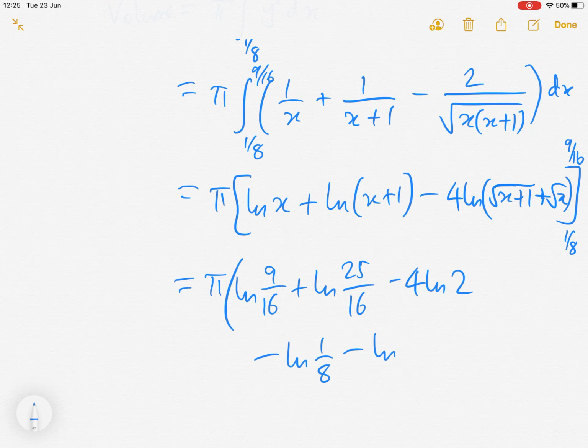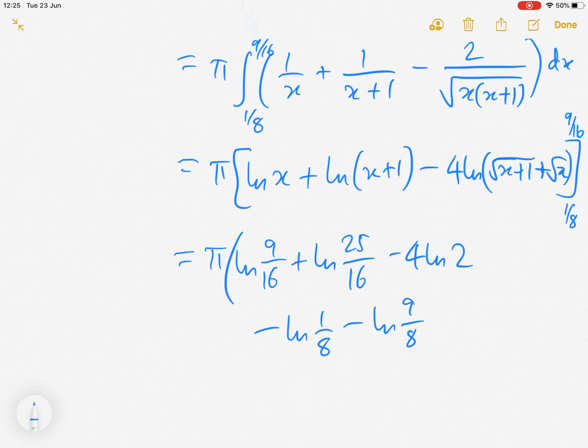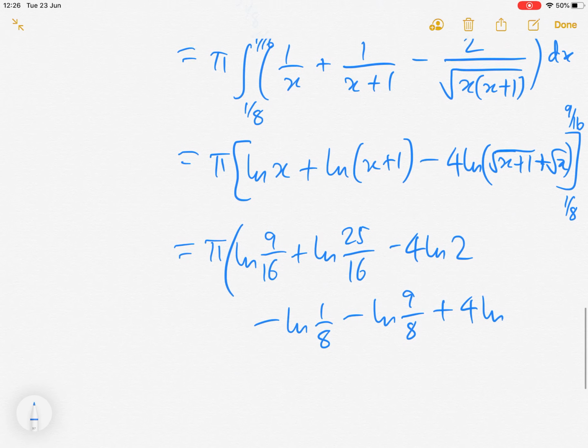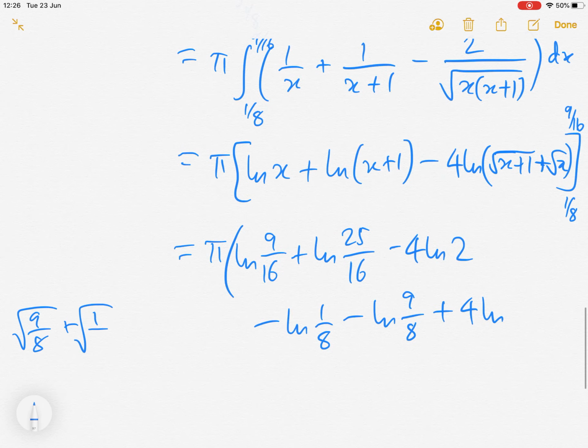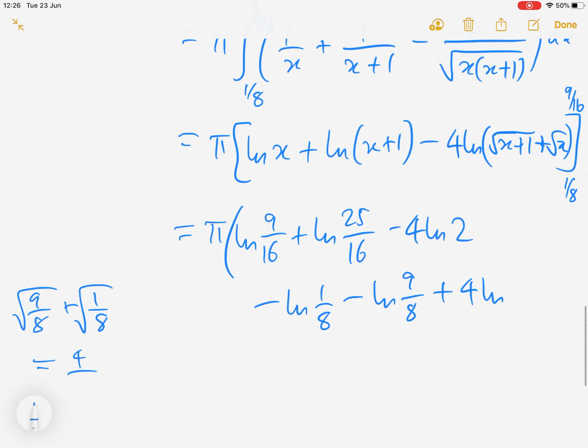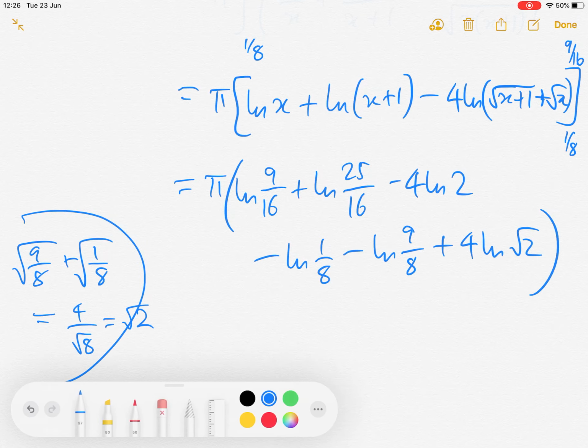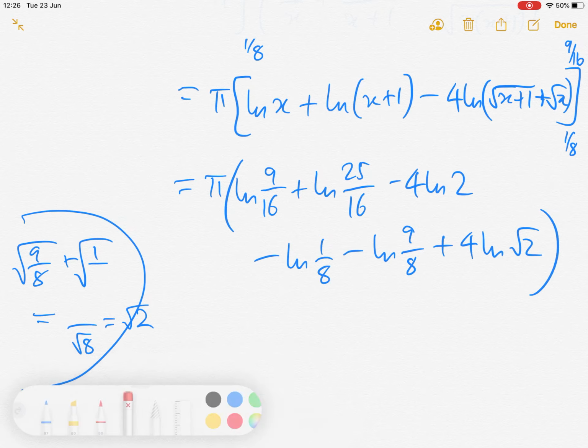of 1/8 minus log of 9/8 plus 4 log of, let's see, root 9/8 plus root 1/8. I think that's, so that's just 4 over root 8, isn't it, which is root 2. So this is 4 log root 2. So maybe we'll just get rid of this.